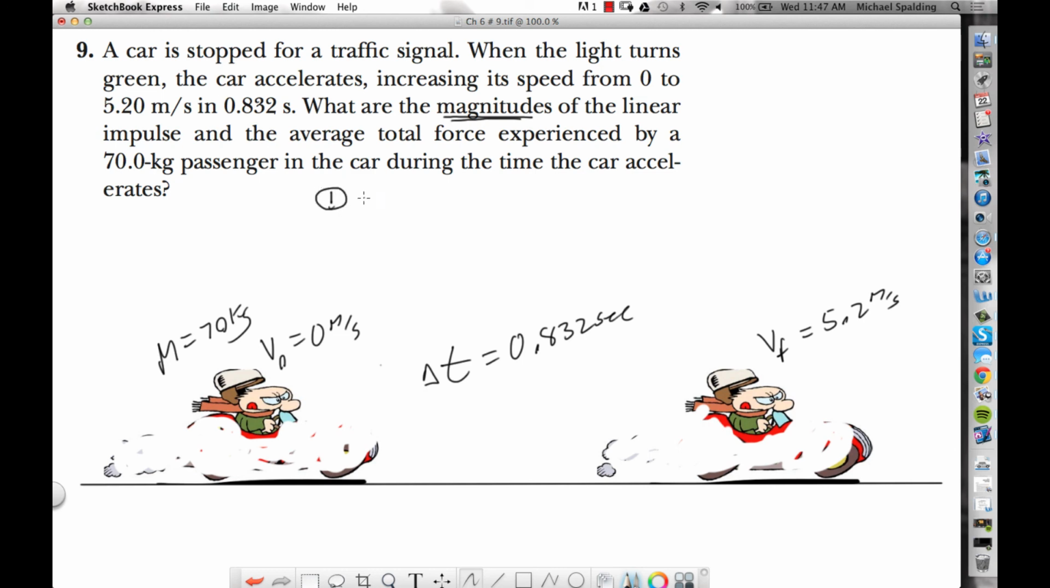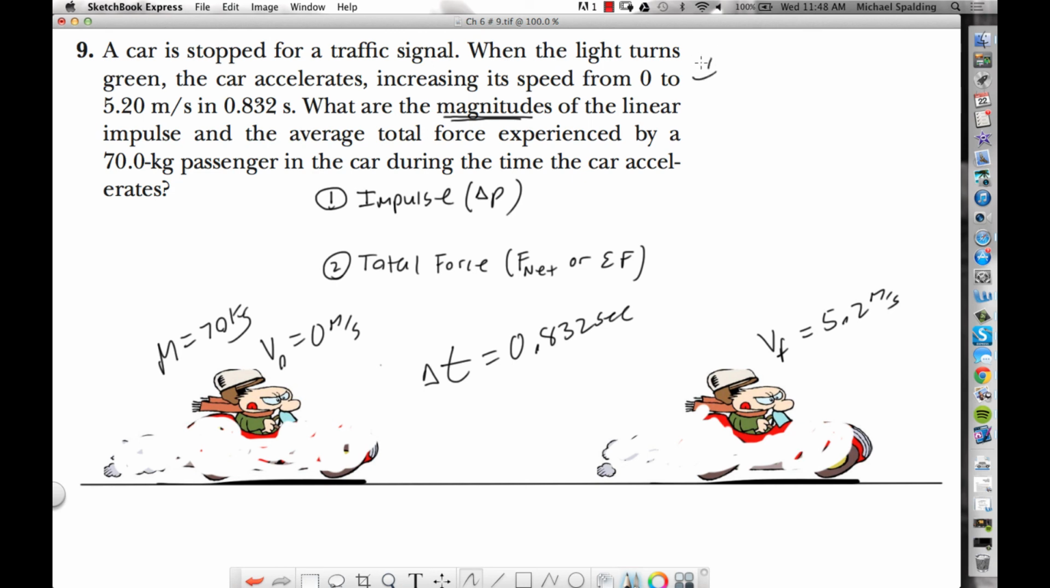So two questions. First question, we want to find impulse. And then the second question, we want to find the total force, or the net force. What's another name for total force? The summation of the force. Net force or summation of the forces. Okay, impulse is a fancy name for what? Change of momentum.